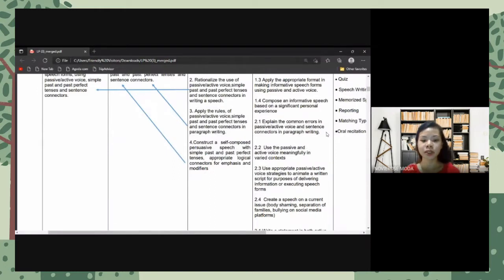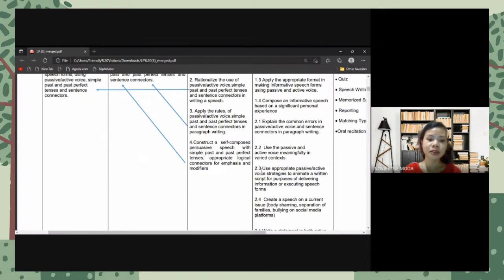So, number two, use passive and active voice meaningfully in varied contexts. Number three, use appropriate passive and active voice strategies to animate a written script for the purpose of delivering information or executing speech form. Number four, create a speech on a current issue: body shaming, separation of families, bullying, and social media platforms.